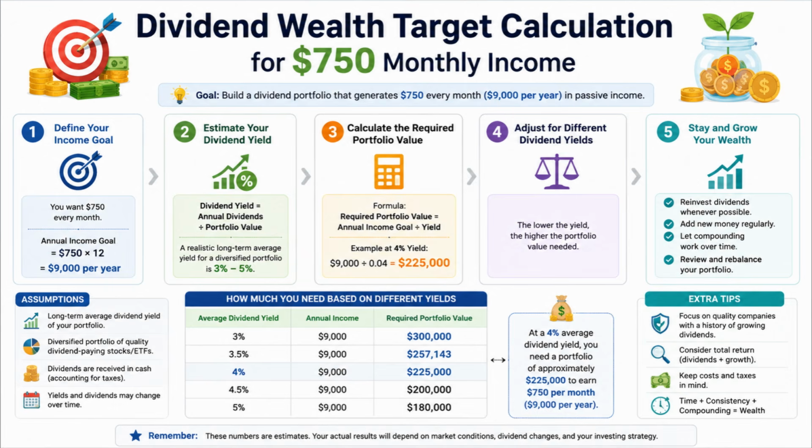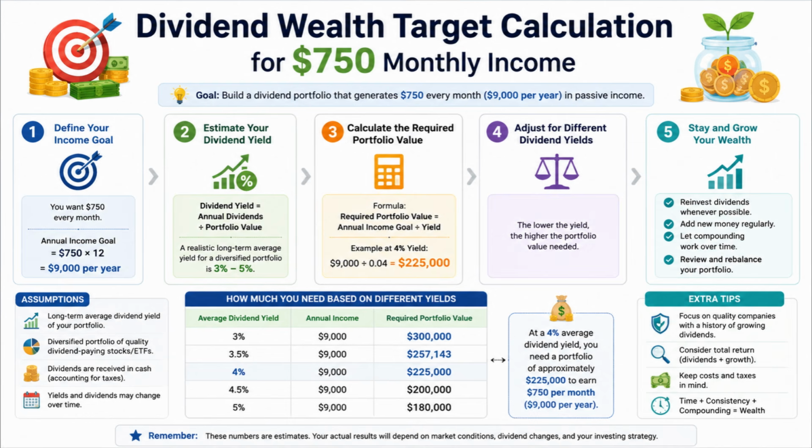In this video, we will discuss dividend wealth target calculation for $750 monthly income. To begin with, the main goal is simple. We want to build a dividend portfolio that can generate $750 every month in passive income.